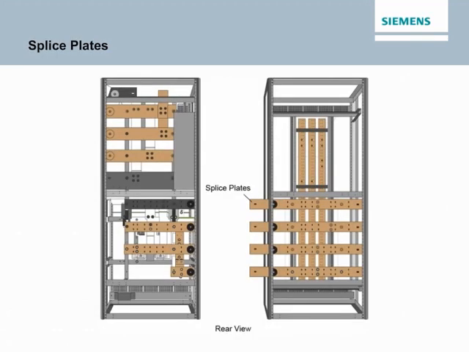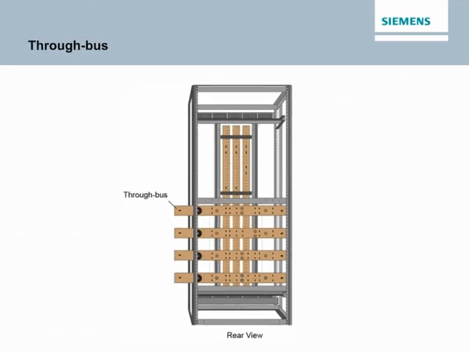Splice plates are used to join the horizontal bus bars of adjoining switchboard sections, as illustrated in this rear view drawing. To make additional distribution sections easier to install when they are needed, the horizontal bus is extended and pre-drilled to accept splice plates. A new section is set flush against an existing section. The old and new sections are connected together with the splice plates. The extended horizontal bus is also referred to as through bus.